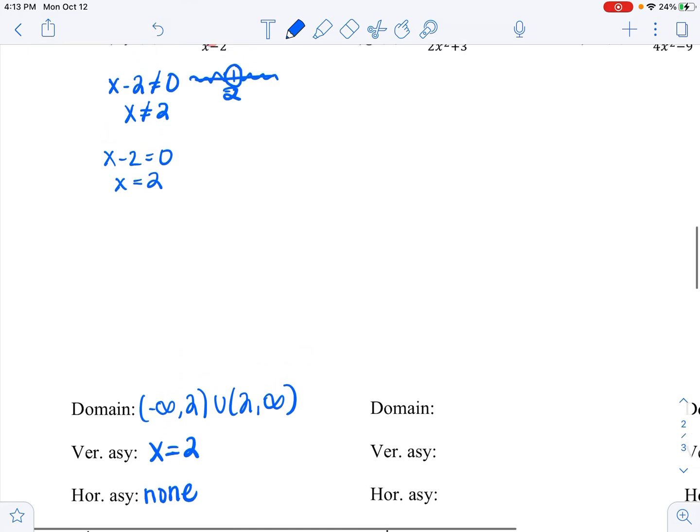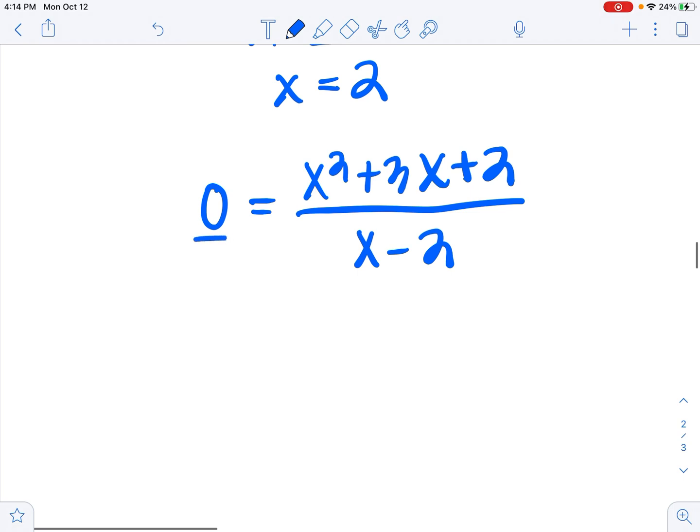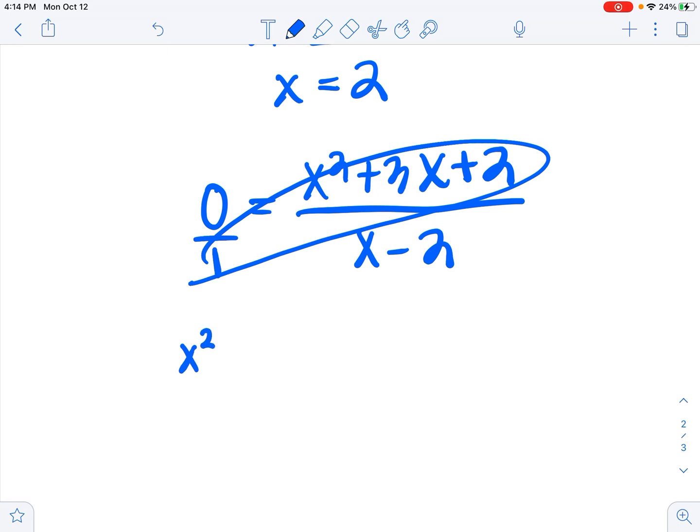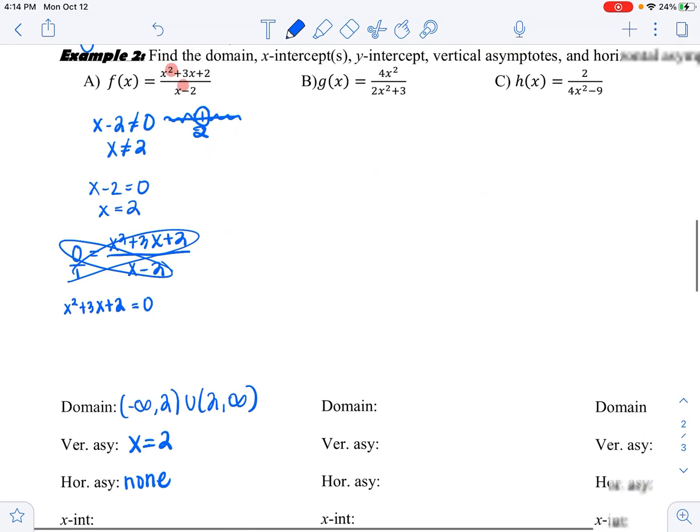X-intercepts. Remember, you're going to set y equal to 0 and solve. So y is actually called f of x right here. So I'm going to put 0 equals x squared plus 3x plus 2 over x minus 2. And I have to solve this. Remember, the easiest way to solve a fraction equal to something else is to make that other thing a fraction and cross multiply. So if I cross multiply, I have x squared plus 3x plus 2 is equal to 0. Right? Because those two cross multiplied give 0. Now I have to solve this.